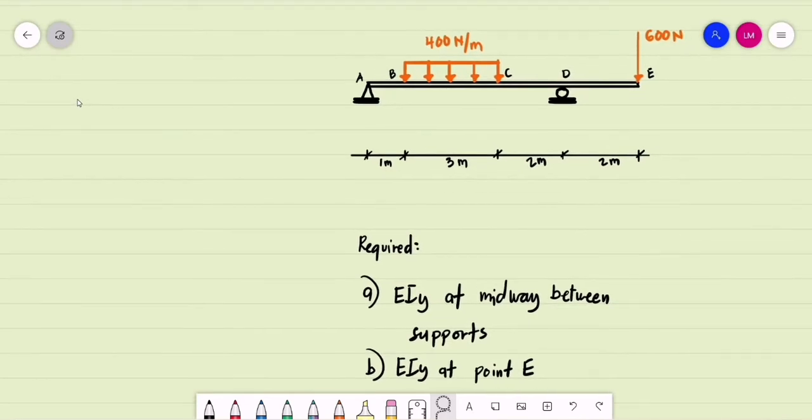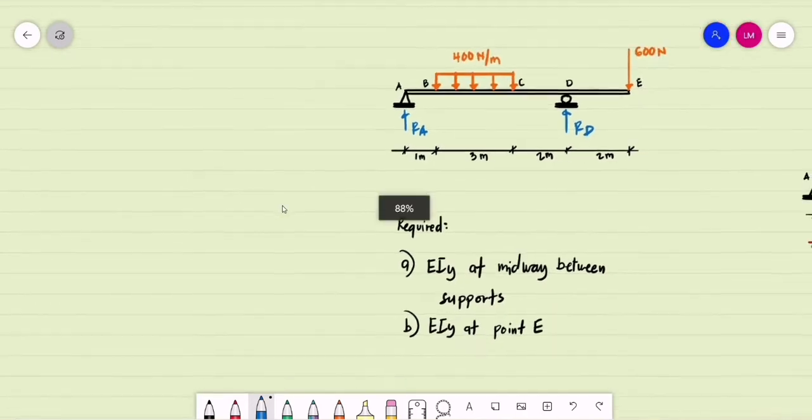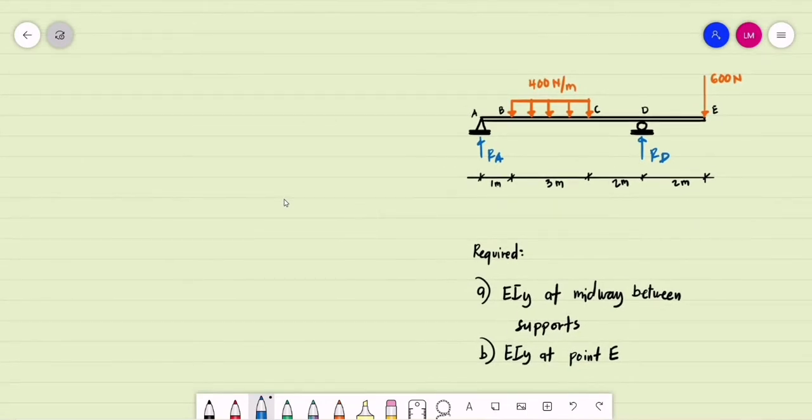So to establish our deflection equation, we need first the moment equation, and before that, we need to compute first for the support reactions. So let's say we have the reaction at A. So this is, let's say, RA, and at the roller support, we have R sub D. So here we may do the summation of moments at A equal to 0, assuming clockwise moments to be positive.